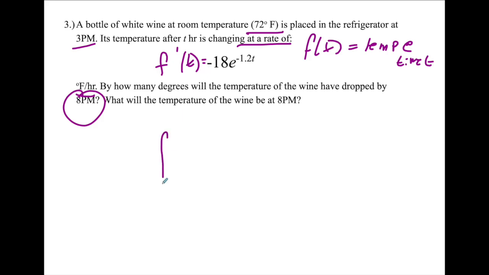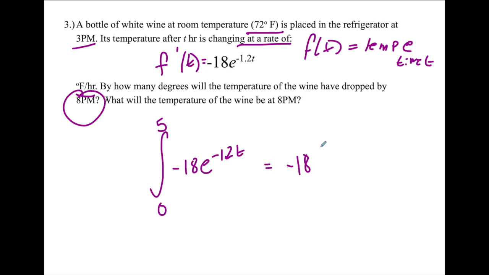So this is the derivative. What I'm going to do is integrate it, because that gets me back to the original temperature function. This is going to give me the accumulation of how much it has dropped, the total amount of change. Essentially, what I want to know is how much temperature change has actually occurred. So I'm going to integrate from 0, which represents 3 p.m., to 5, which represents 8 p.m.